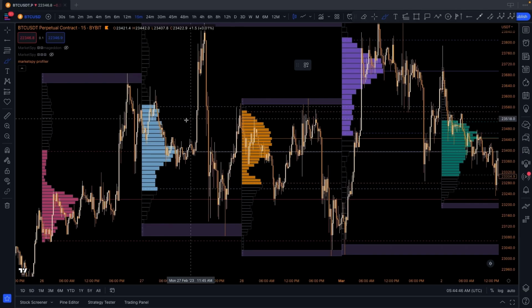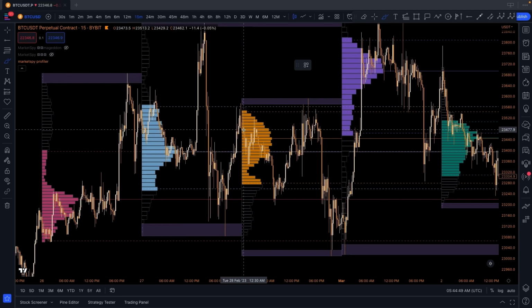So notice we open up inside of value. So normal people, market profile, they're going to say, oh, we're going to have a balanced day. We want to fade the VAH and VAL of the previous day. So what happens? Price meanders around. Of course, gets to the VAL.